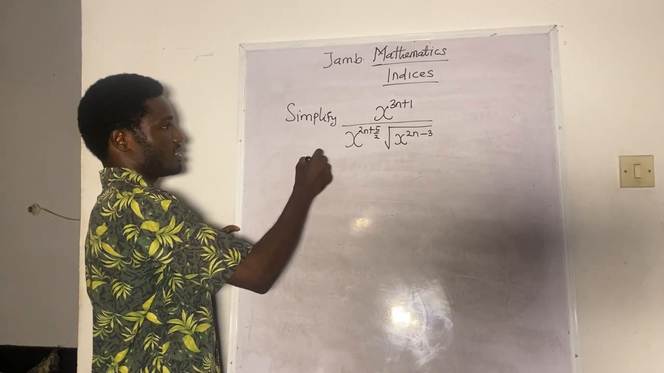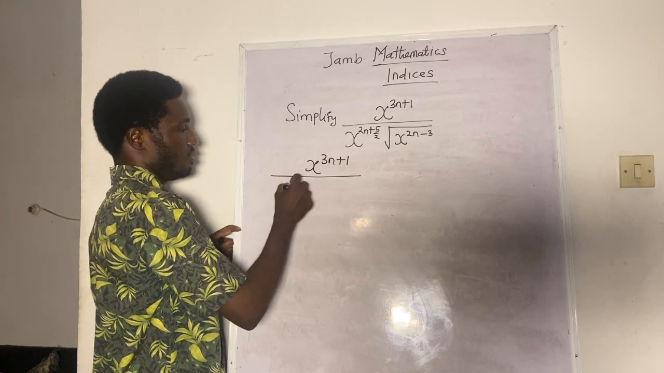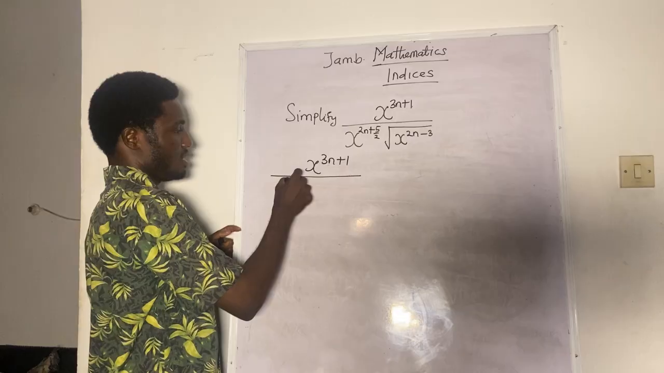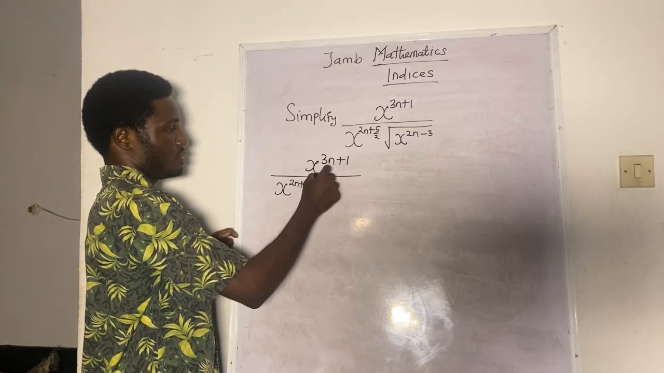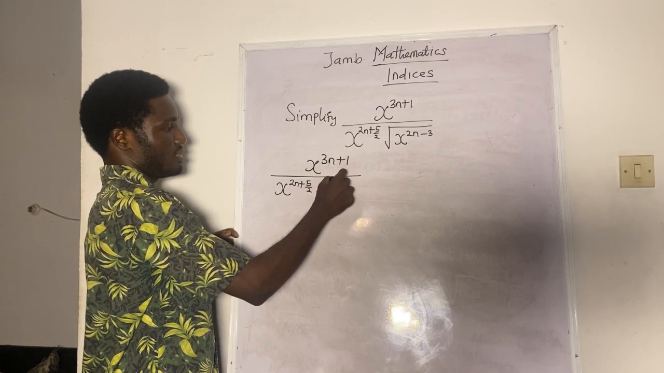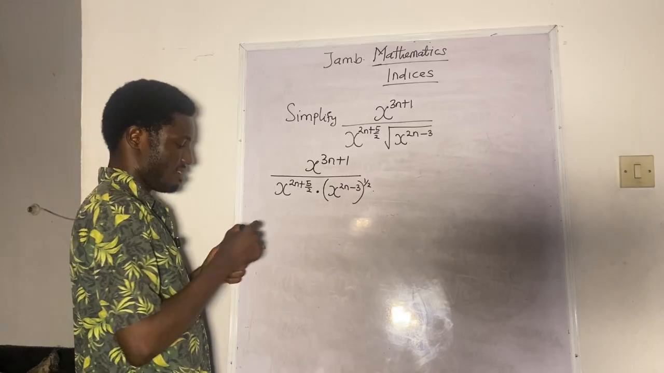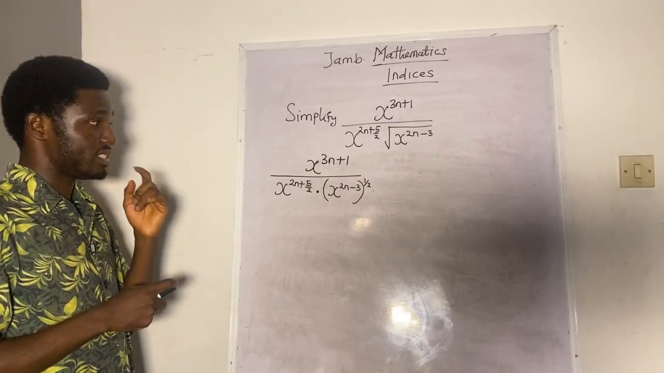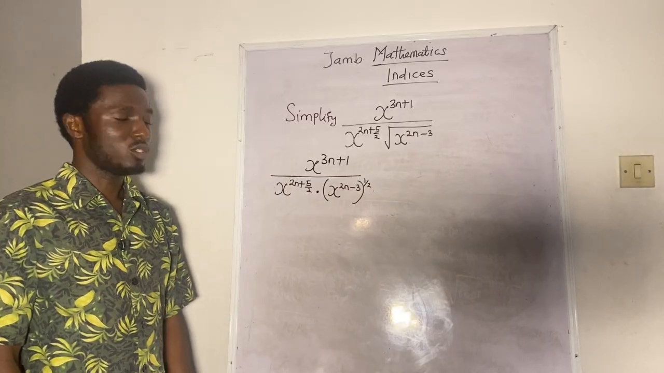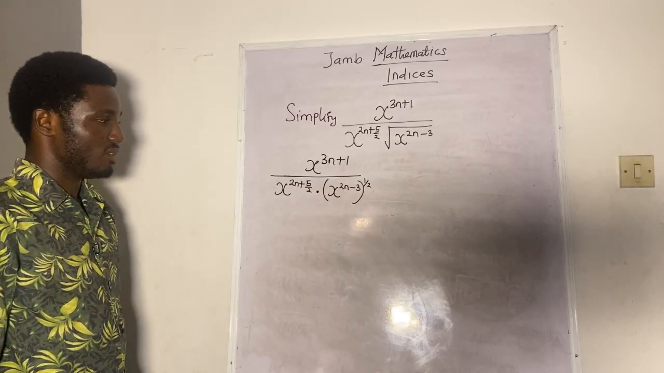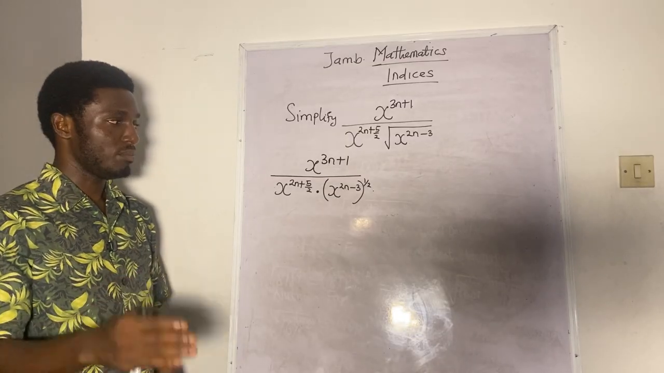So we see x to the power of 3n plus 1 upon x to the power of 2n plus 5 over 2, times, we open a bracket, x to the power of 2n minus 3, all to the power of half. Remember that we already said that these square roots mean half. So when we are trying to simplify, we break every expression into bits.